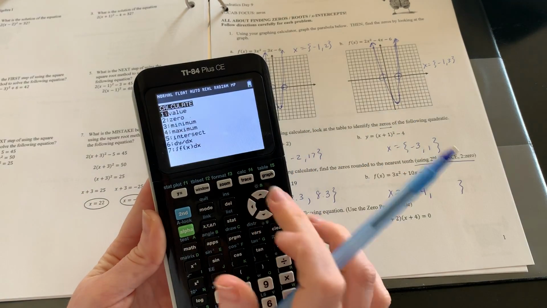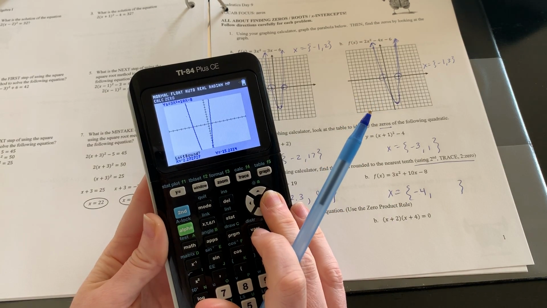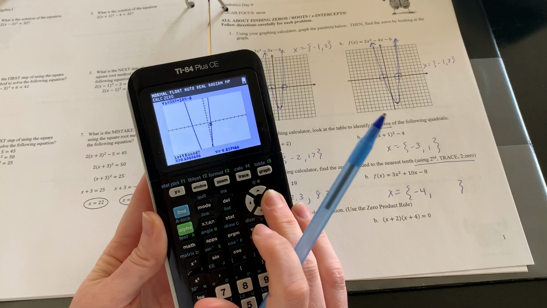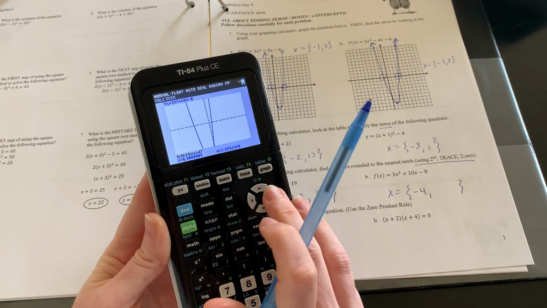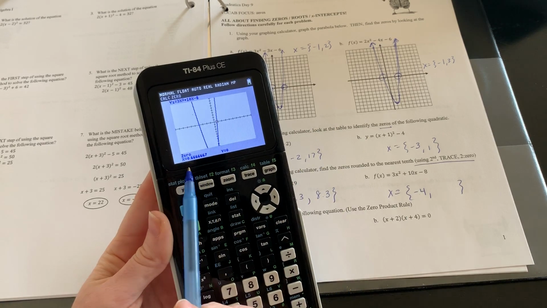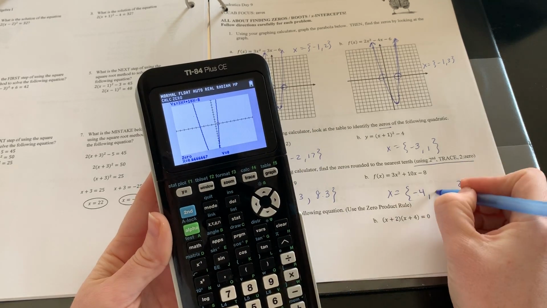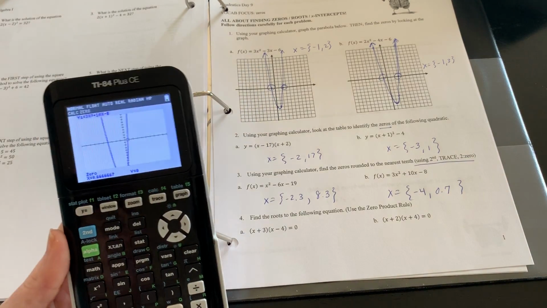So let's do this again. Second trace 2, and now we're going to find the one on the right. So we go closer to it, and then go left a few times, enter, go back to it, right a few times, enter, and then guess at 0.7 to the nearest tenth. So those are the 2 zeros for those.